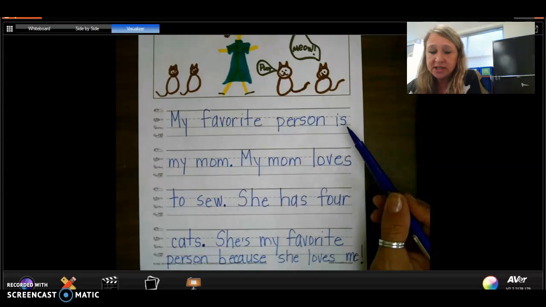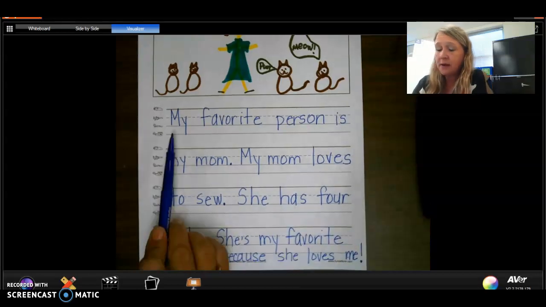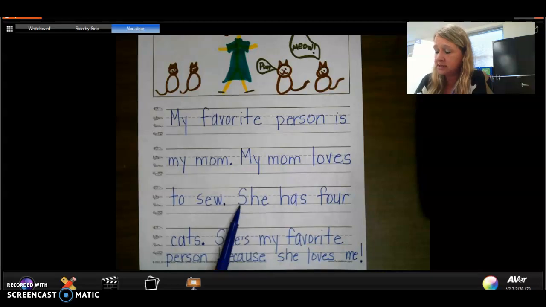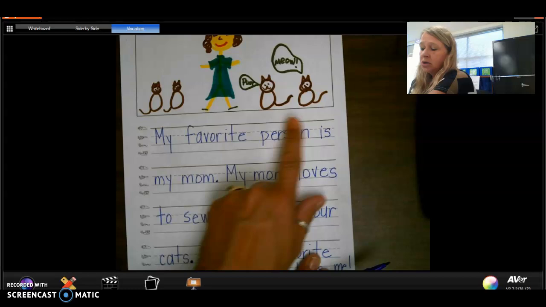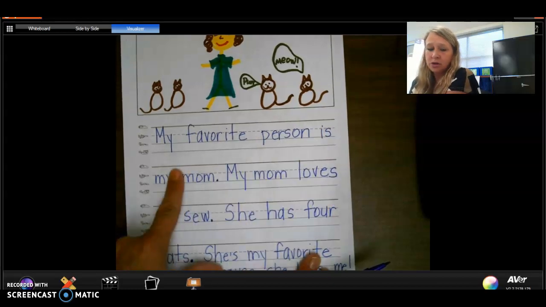At the end of each sentence, put the correct ending mark, a period, a question mark, or an exclamation point. Make sure you have capital letters at the beginning of each sentence. Make sure you have finger spaces between your words.